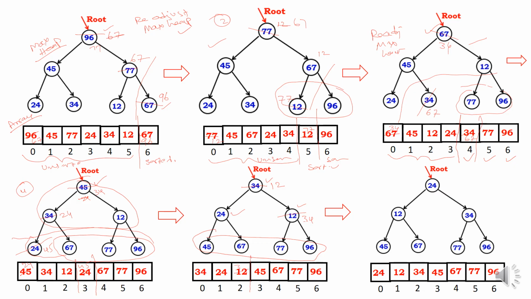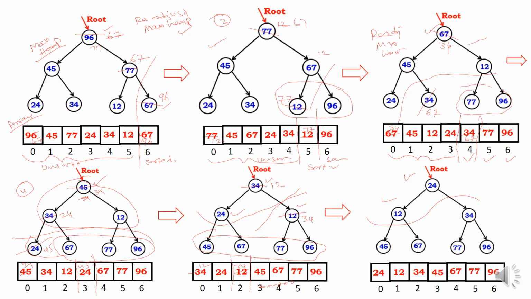34 occupied the position of 12 and this becomes 12. So five elements have been sorted. So these are sorted. Unsorted elements are two. So 34 is also sorted. So these two remaining elements, again readjust them to make a max heap. So 24 becomes root, 24, 12.